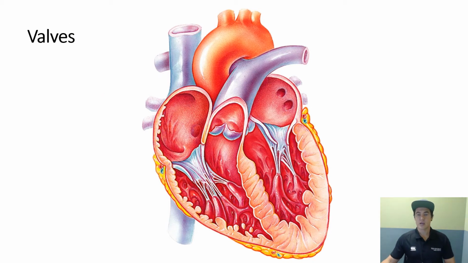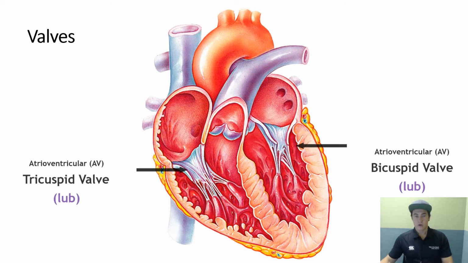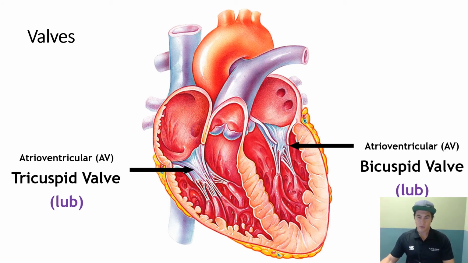The valves, as with veins, the heart has valves, one-way valves, which allow blood to flow through and then to stop backflow. So first up, we have what we call our AV valves. AV stands for atrioventricular, which means between the atrium and the ventricles. So they stop backflow of blood leaving the ventricles, going back into the atrium, because you don't want blood going back into those chambers they've just come from.